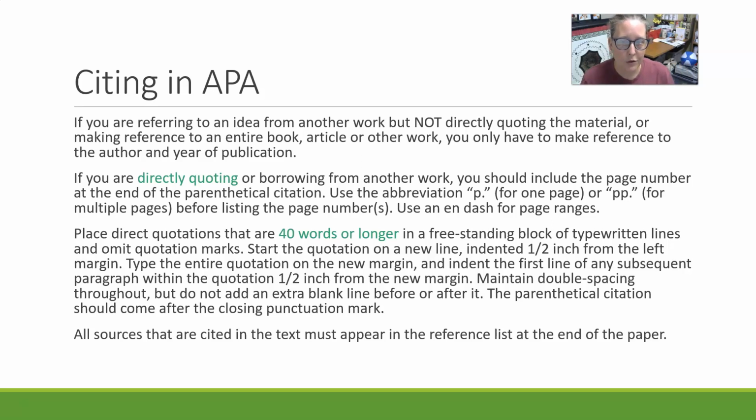If you're directly quoting, you put the part that you're directly quoting in quotation marks, and that's the difference between a direct quote and simply rephrasing or reworking the information but attributing it to the source, which is what was done in the example before. Now, if you are directly quoting a work that's 40 words or longer, so this is pretty significant, it could be like a paragraph or something, you have to place it in a freestanding block of typewritten lines, and you don't put the quotation marks at that point.